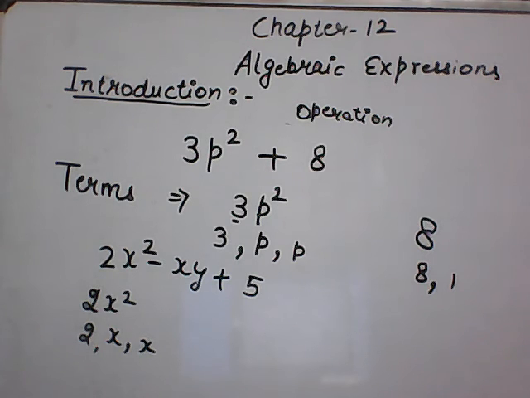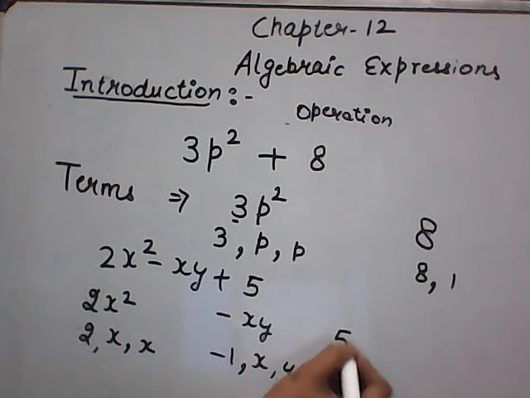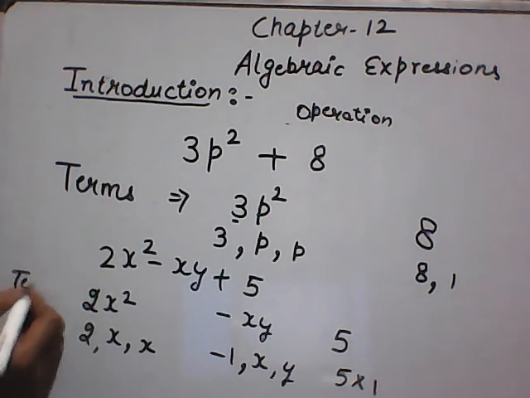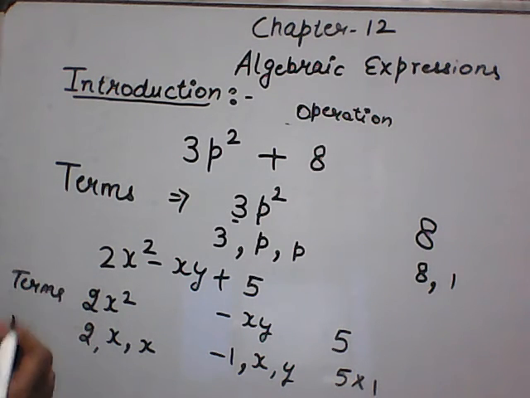Now the second term is minus xy. So minus xy can be factorized as minus 1 into x into y. The third term is 5. So 5 can be factorized as 5 into 1. So these are the terms and these are the factors.